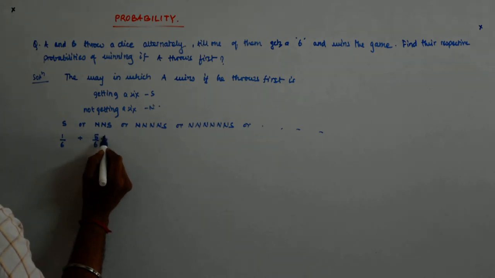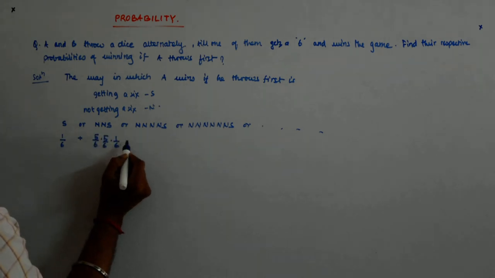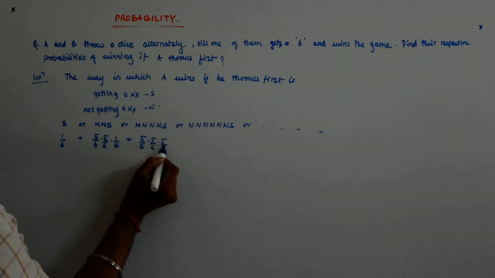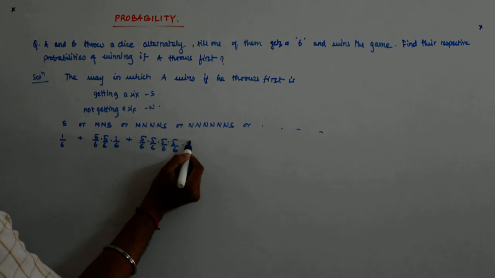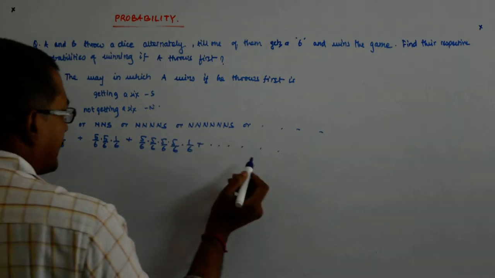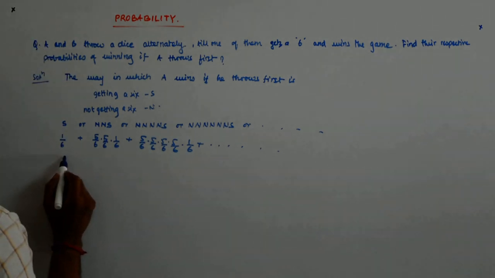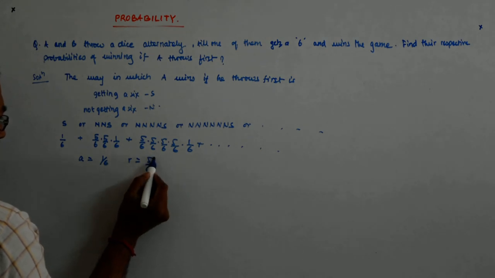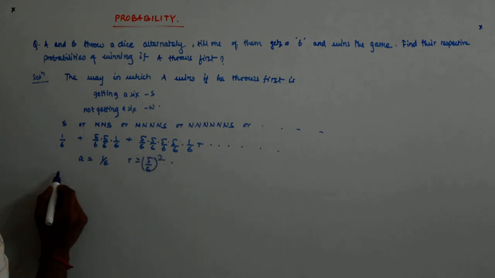Now, A getting a 6 is 1 upon 6, plus 5 by 6 into 5 by 6 into 1 by 6, plus 5 by 6 into 5 by 6 into 5 by 6 into 5 by 6 into 1 by 6. Now this is an infinite GP with the first term a equal to 1 upon 6 and r equal to (5 upon 6) squared.